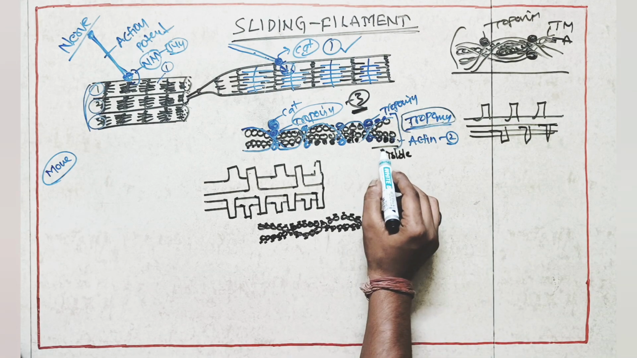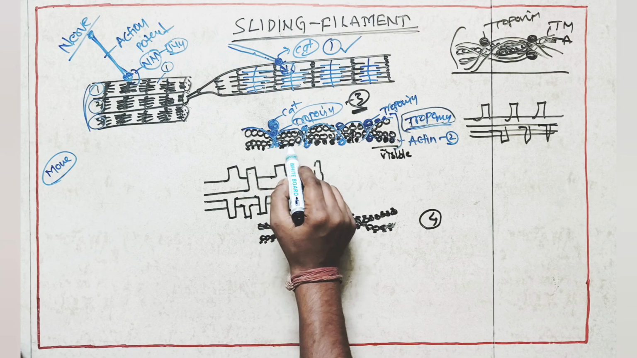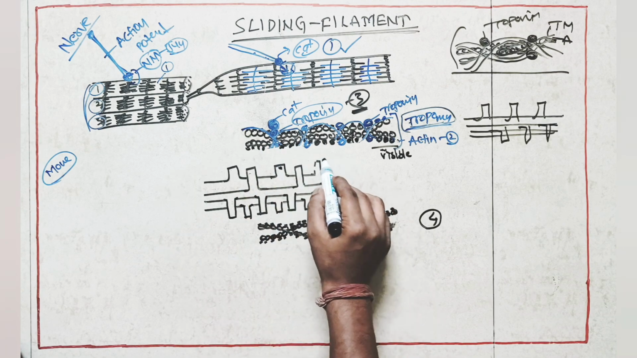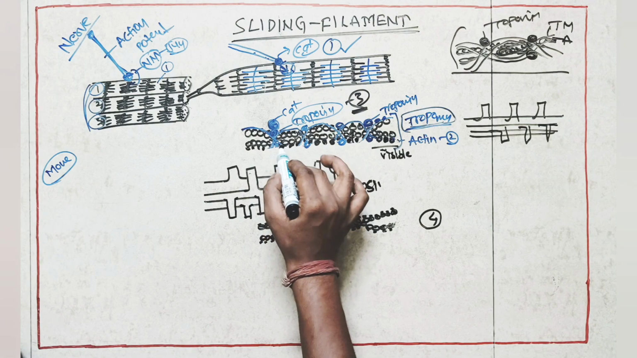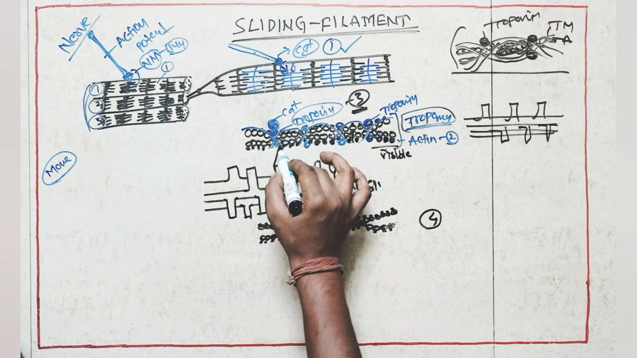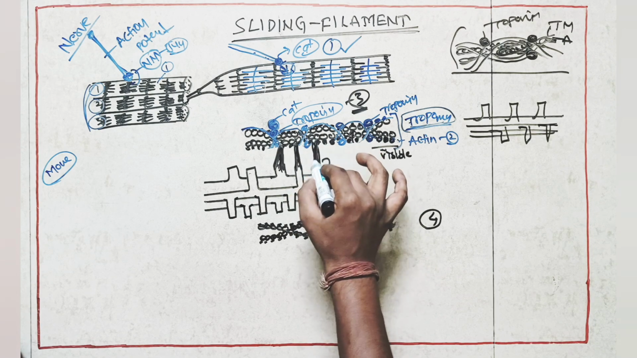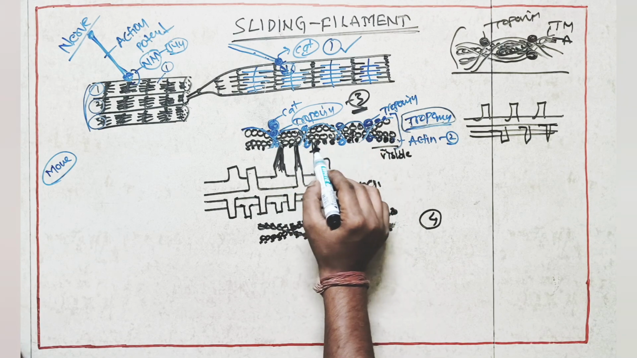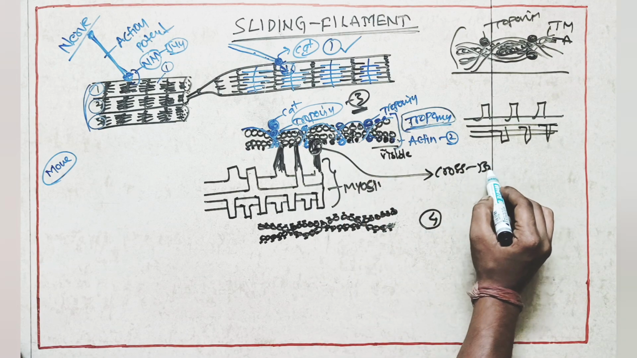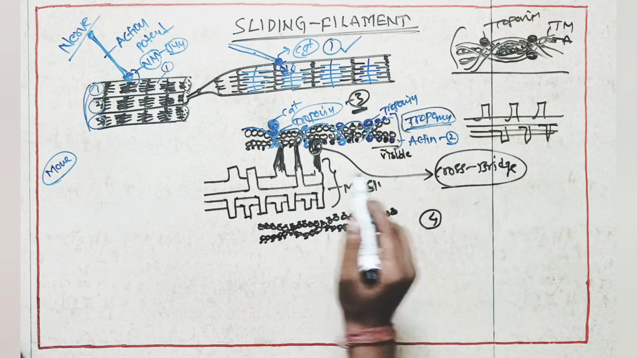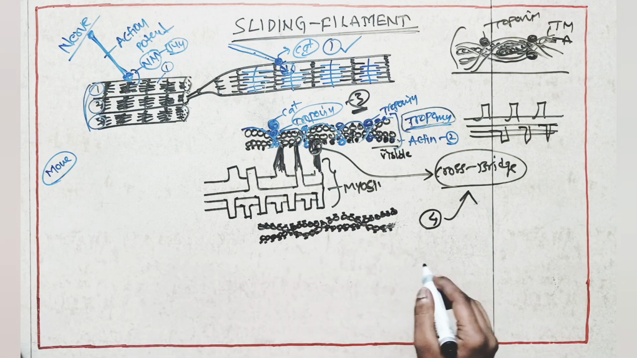Now what is the fourth point? When these binding sites are visible, the heads of the myosin will attach to the binding sites of the actin. The place where the myosin head is attaching to the actin is nothing but cross bridge formation. This is the fourth point. After that, what will happen?